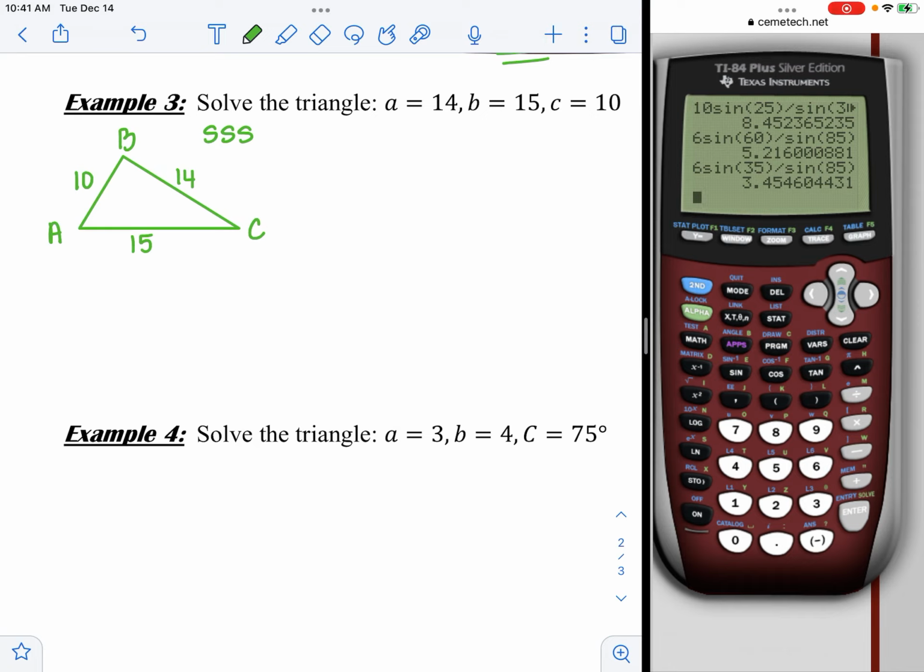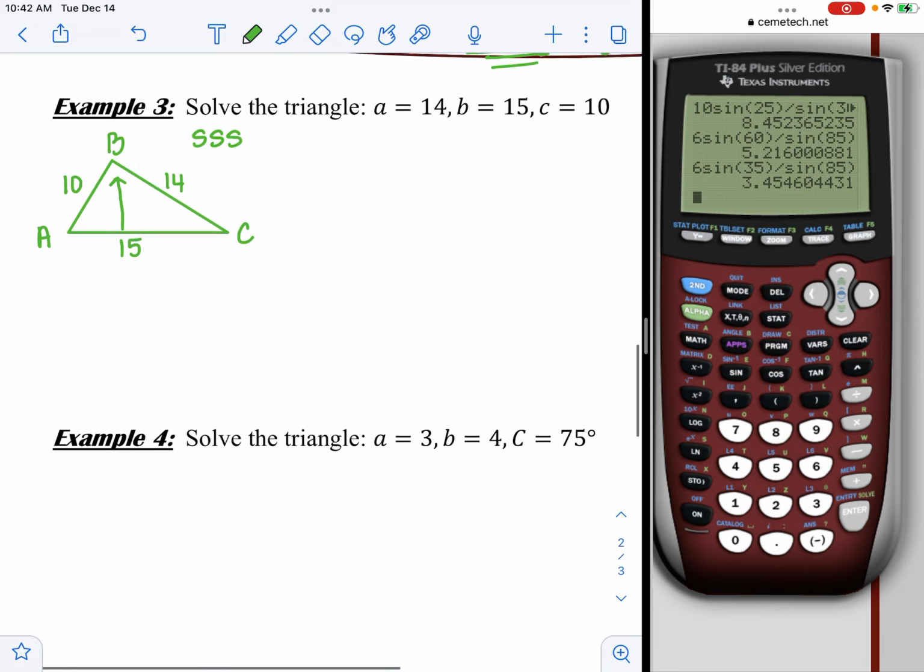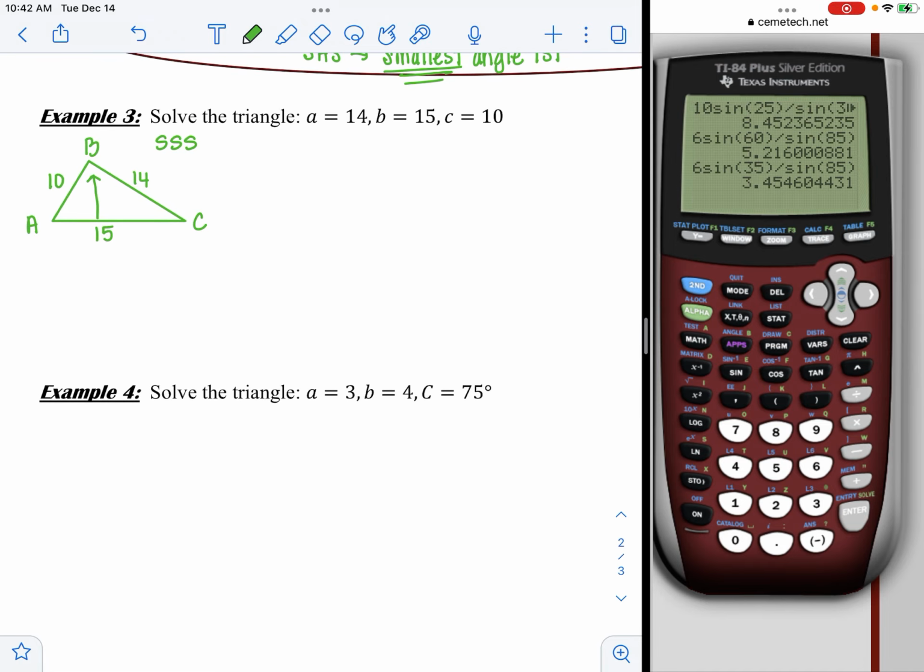Once again, SSS has a rule, right? You have to find the biggest angle first. So I need to know which angle is the biggest, not based on your drawing, but based on the measures of the sides. The angle opposite of the biggest side is your biggest angle. So my biggest angle is going to be B, so that's what I have to solve for first. If you're solving for angle B, you start with side B squared. So 15 squared is equal to the other 2 sides squared, 10 squared plus 14 squared.